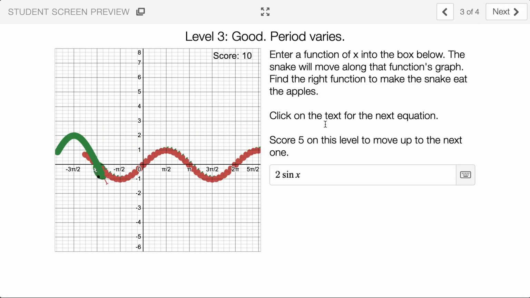Okay, and then the next one, you can change the period. So that's my game. I hope you like it.